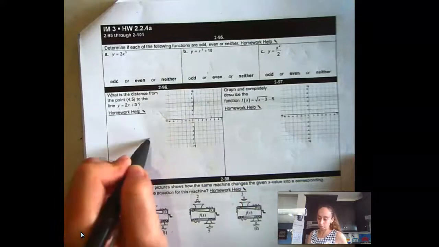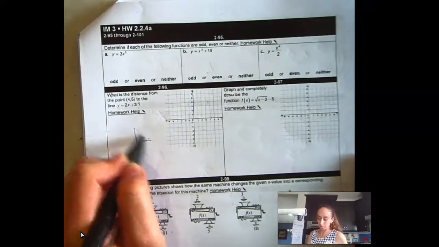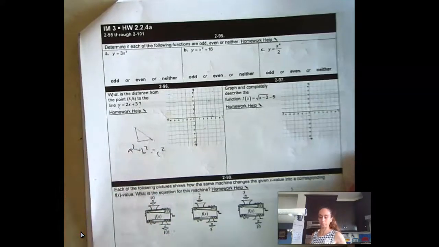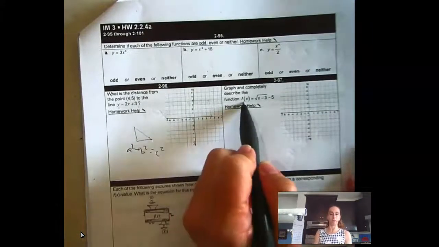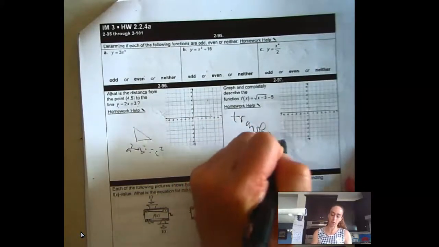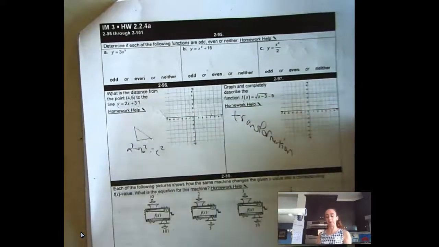So you're going to find 2 points. We're doing distance again. Pythagorean theorem. A squared plus b squared equals c squared. Okay? This is describing it. This means I want the transformations. Horizontal, vertical, things like that, and then graph it.